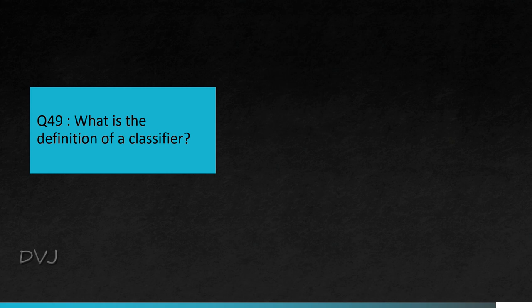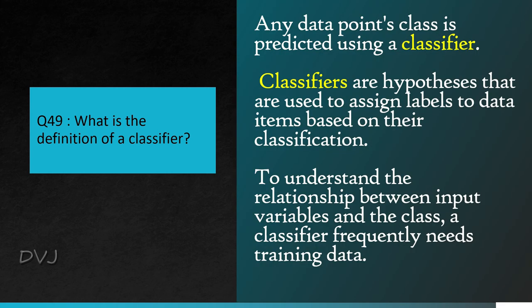Question number 49. What is the definition of a classifier? Any data point's class is predicted using a classifier. Classifiers are hypotheses that are used to assign labels to data items based on their classification. To understand the relationship between input variables and the class, a classifier frequently needs training data.